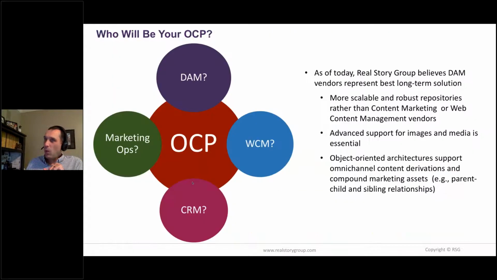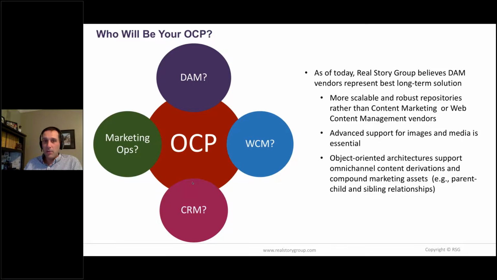And so why do I bring this up in the context of DAM 3.0? Well, there's a lot of different vendors trying to be your omni-channel content platform, or your OCP, if you will. And from where we sit today, we think that the DAM vendors actually have a little bit of a head start over your marketing operations vendors and your web content management vendors and your CRM vendors and a whole bunch of other vendors who are coming to the market trying to solve this problem. DAM vendors have long thought of those images and video and audio assets as first-class objects, and that gives them a bit of a head start. They've built their systems, not all, but some of the DAM vendors have built their systems to support these object-oriented architectures that allow you to manage these complex relationships between content pieces, and that's really, really pivotal to doing this right.